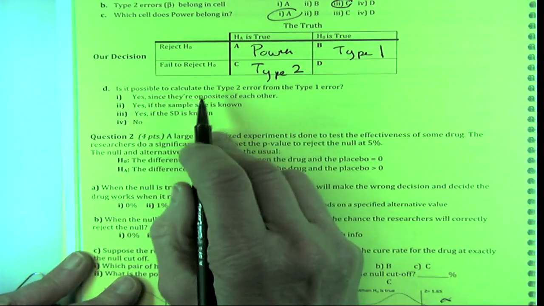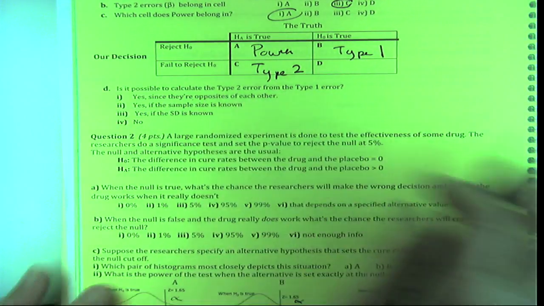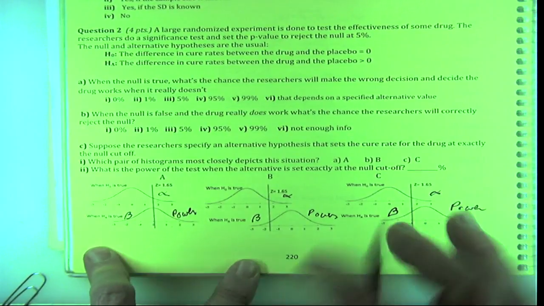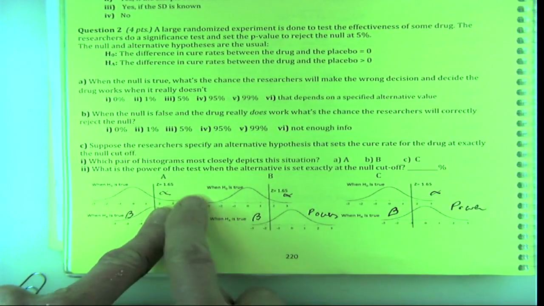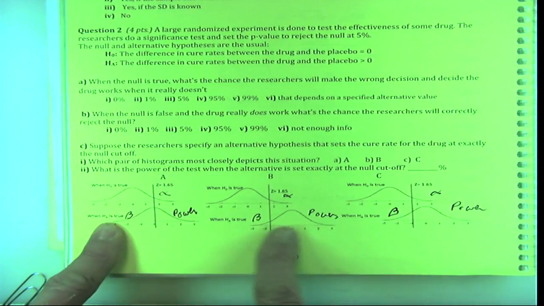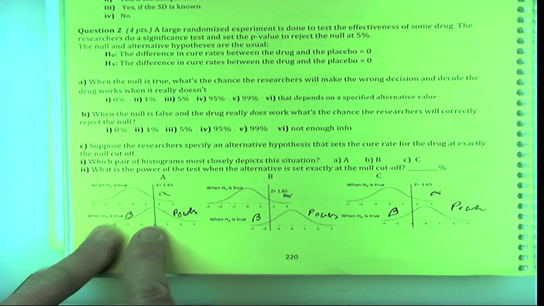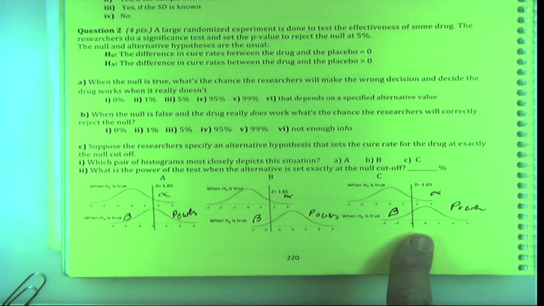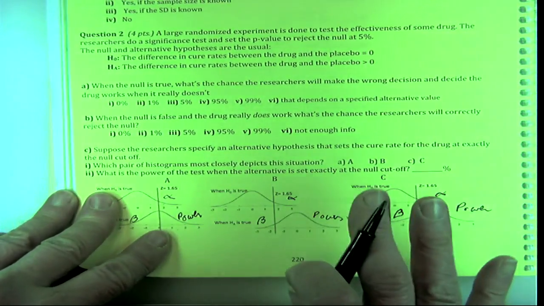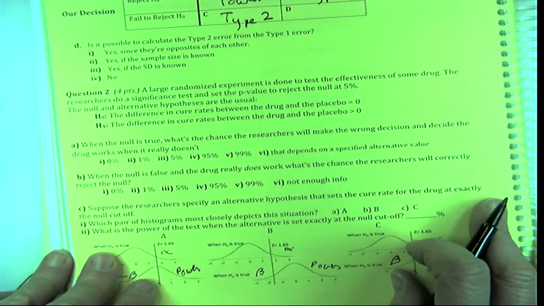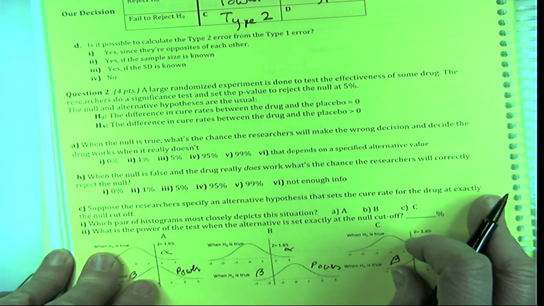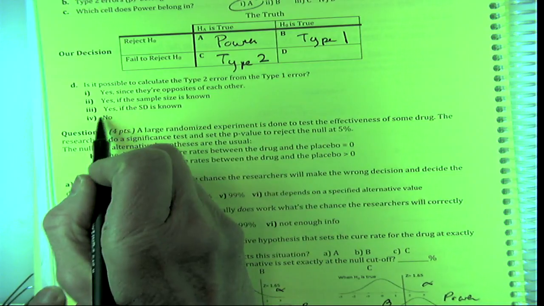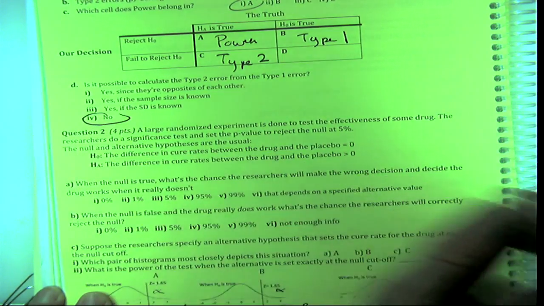All right, now is it possible to calculate the type 2 error from the type 1? Well, look, no. Here we have the same type 1 error in all of these, but the type 2 is very different. That depends on the particular alternative that we specify. Right? You need to know that. You also need to know the standard error, the standard deviation of the sample size. So when the null is true, where is that? If it's possible, no. Right? Okay.